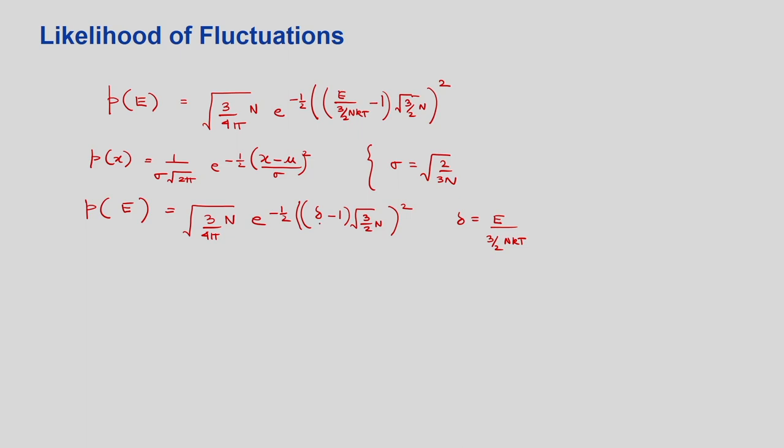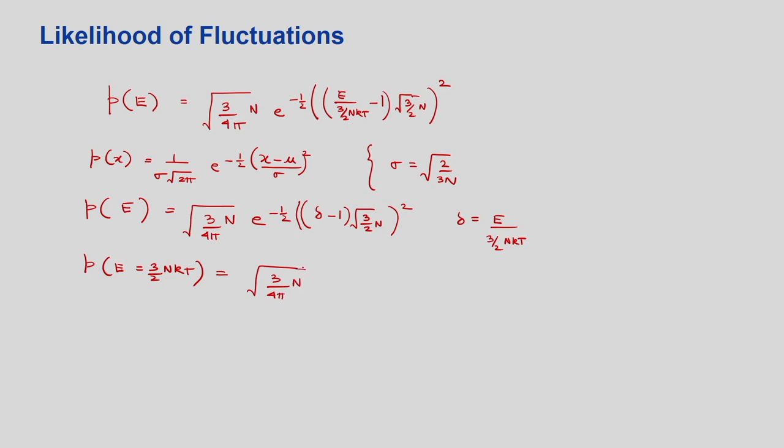I am writing here a dimensionless number similar to x. So, it means if I want to locate a particular energy state where E is equal to 3/2 nkT, suppose I want to locate that state. What is the probability I will get this state? It will be nothing but root of 3/(4πn).